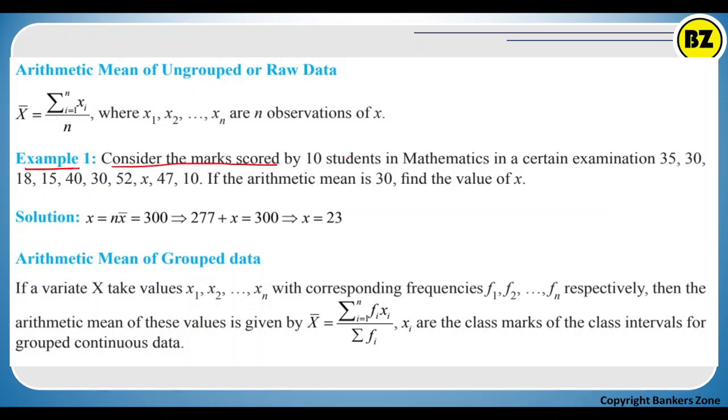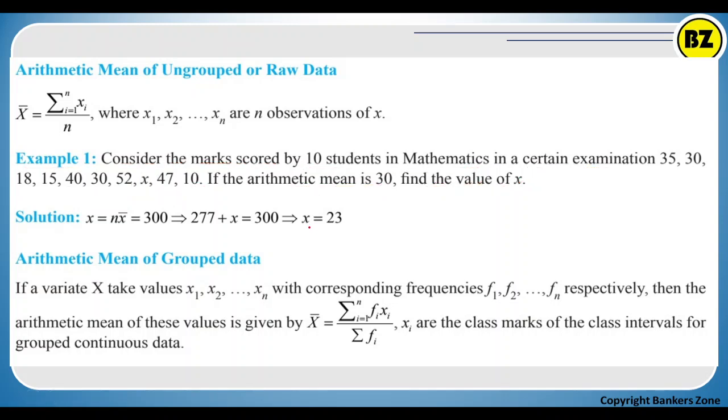Consider the marks scored by the 10 students in mathematics in a certain examination: 30, 35, 30, 18, 50, 40, 30, 52, x, 47 and 10. So these are the marks given for 10 students, but for one student they have not given the marks, they have given only x. Now if the arithmetic mean is 30, meaning average marks is 30, we have to find the value of x. So how simple it is, right?